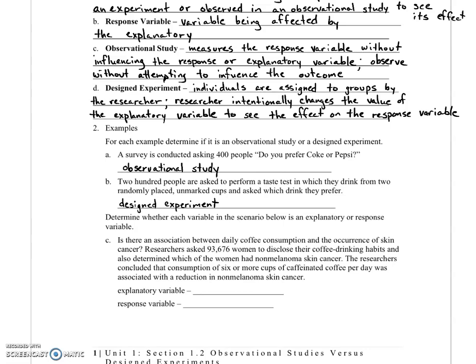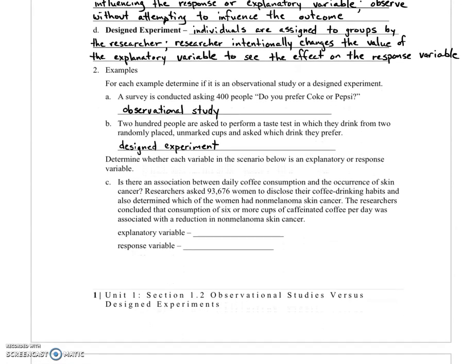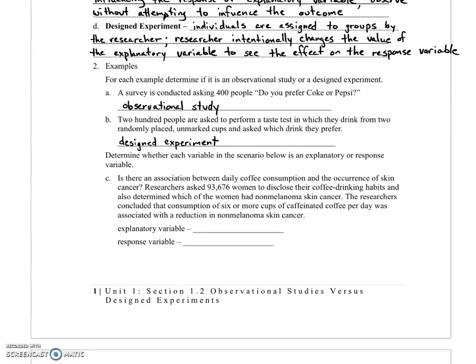So in C, let's decide which variables are which. So, is there an association between daily coffee consumption and the occurrence of skin cancer? Researchers asked 93,676 women to disclose their coffee drinking habits and also determined which of the women had non-melanoma skin cancer. The researchers concluded that consumption of 6 or more cups of caffeinated coffee per day was associated with a reduction in non-melanoma skin cancer.